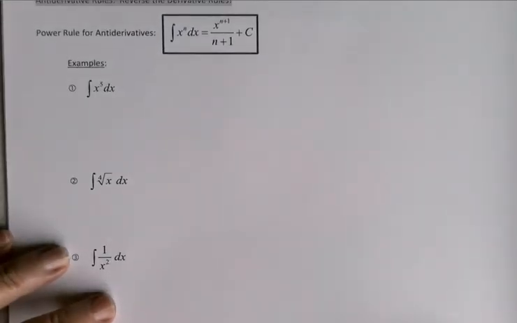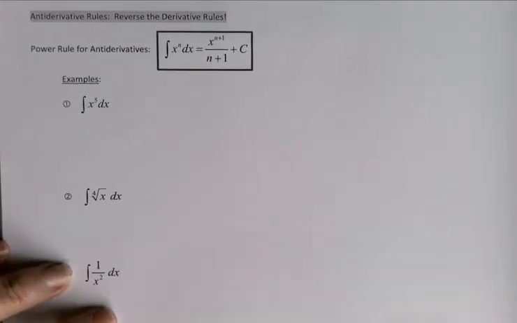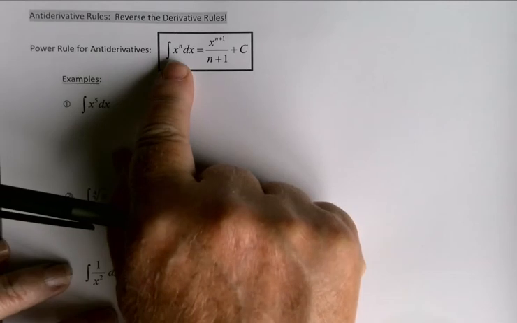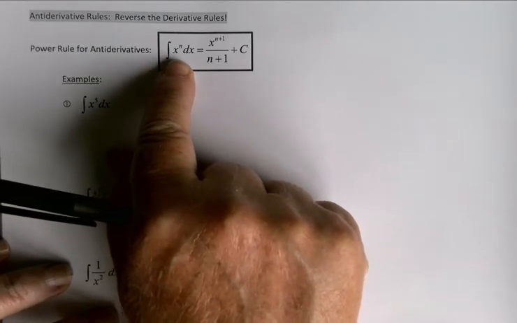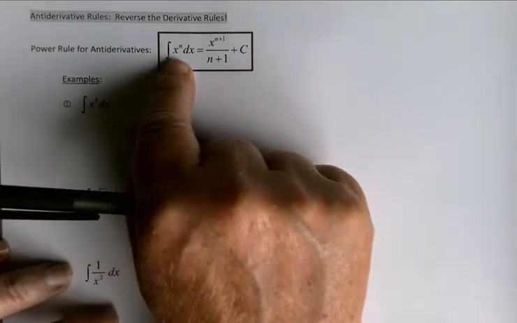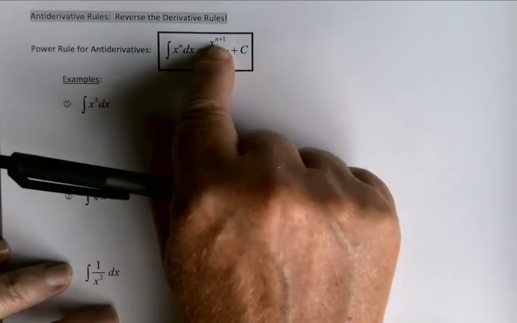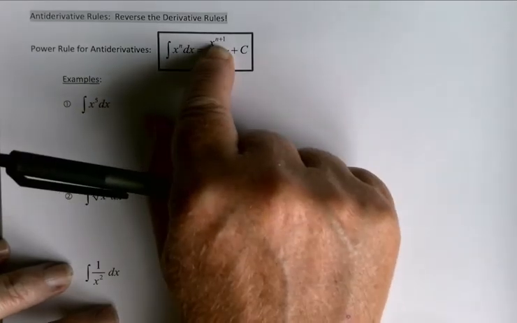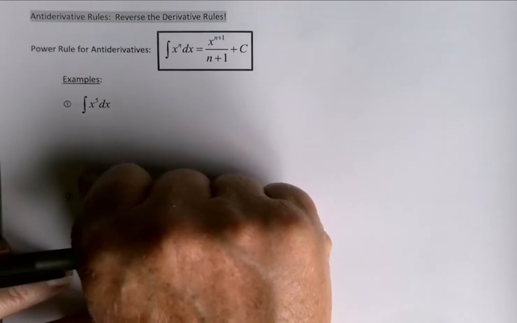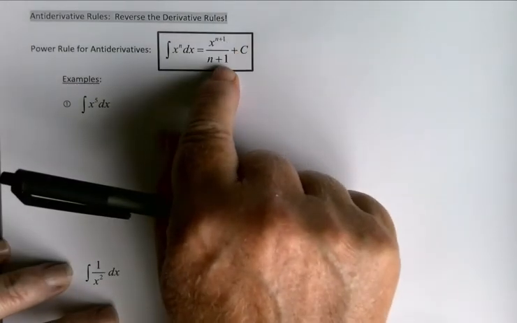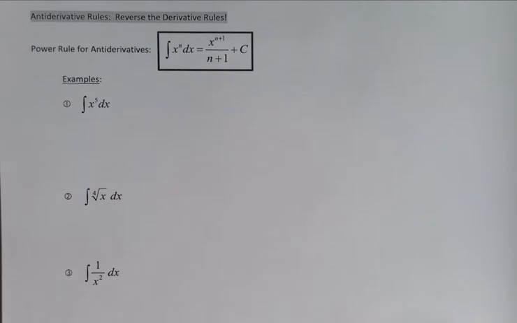First of all, power rules for antiderivatives. This is the exact opposite of the power rule for derivatives, right? Instead of decreasing the power by 1, we increase the power by 1. And instead of multiplying by the power, we divide by it. So there's our power rule for antiderivatives. Let's try it out a couple times.